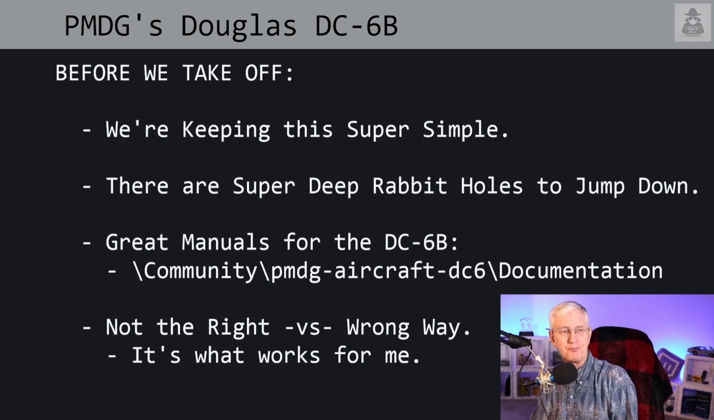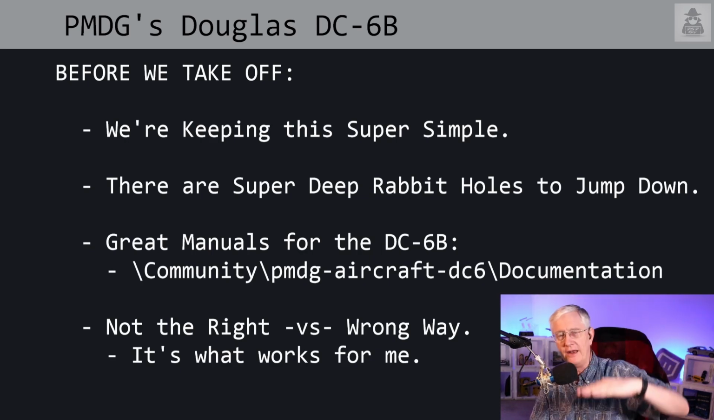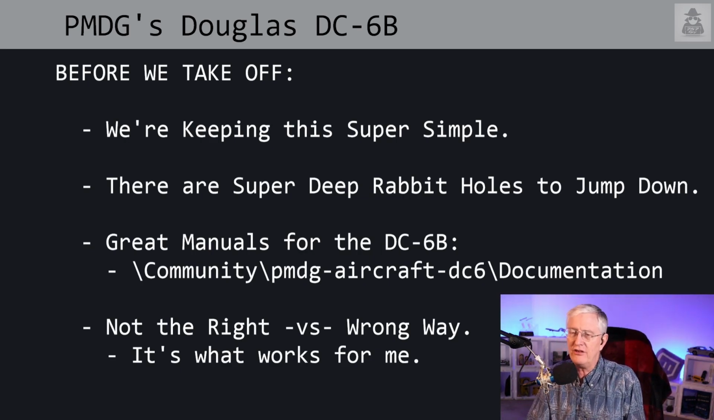So what's the plan? Well, we're going to keep this super simple. This airplane is super complex, and there are a dozen different rabbit holes that you can dive down in this particular airplane. And I got to tell you, it really can get super complex. So the goal today is to get you from cold and dark up in the air and down on the ground again as easily as possible.